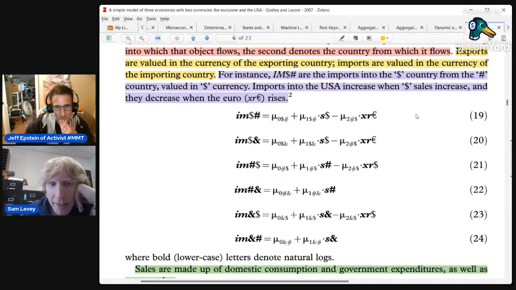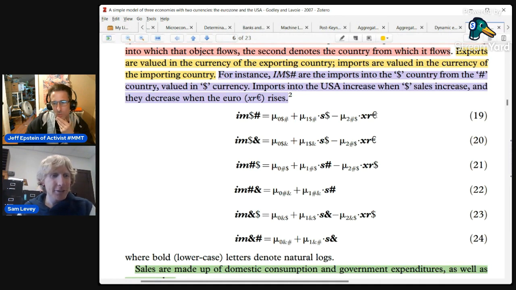Now, one thing I think is very confusing in these equations is the way they've got the sign done for the exchange rate. You'll notice in this equation, it's based on the exchange rate for the euro. But in these equations here, it's based on the exchange rate for the dollar. And the reason I think that's confusing is, think back to exchange rate economics. When do you want to import more stuff? Is it when the exchange rate goes up or when the exchange rate goes down?